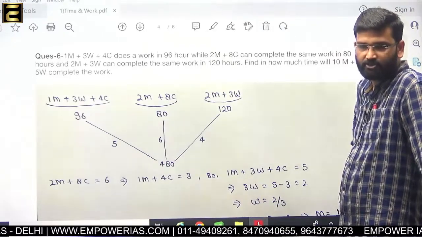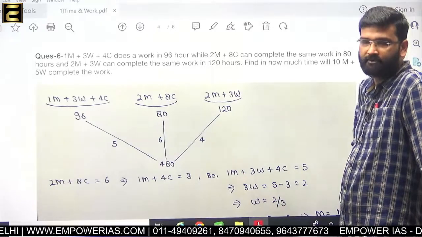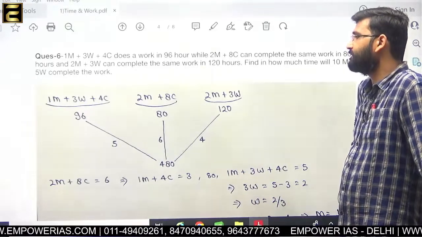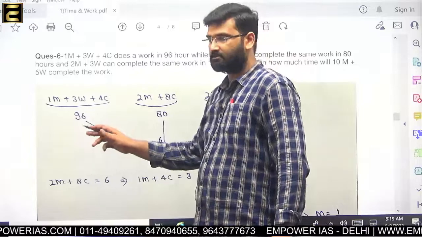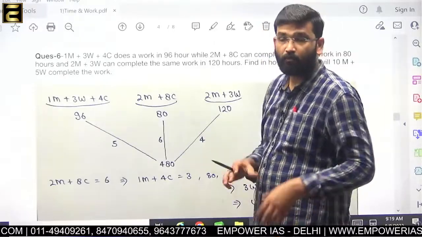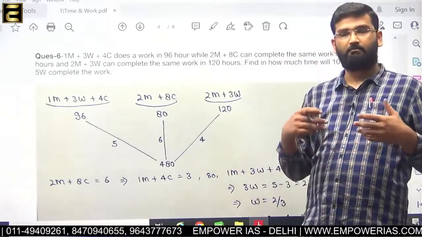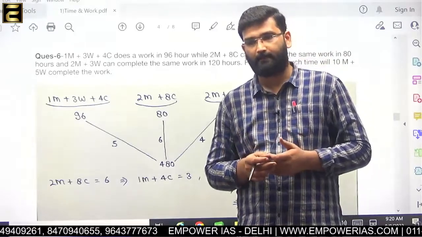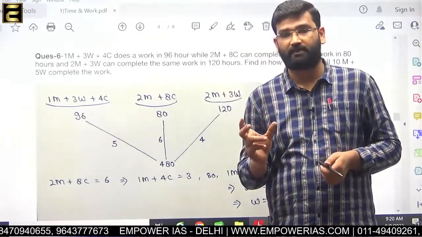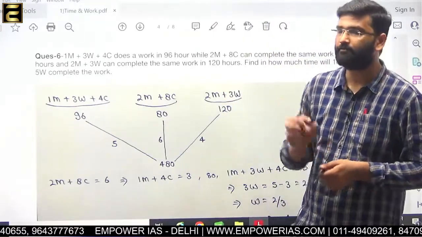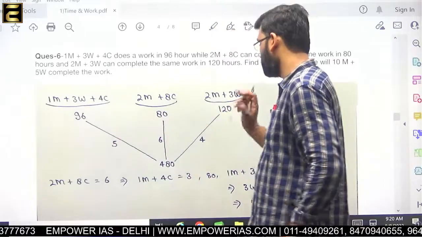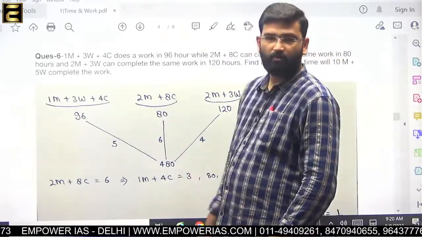Are you comfortable with the question? Whatever the question is saying, I have drawn in this diagram. So it means that 1 man plus 3 women plus 4 children can complete the given work in 96 hours, 2 men plus 8 children in 80 hours, and 2 men plus 3 women in 120 hours. So what work are they doing? Is it mandatory to know the nature of the work? No. We are interested only in the quantitative value of the work. And how are we going to calculate that quantitative value? We are going to take the LCM. So here we have to take the LCM of 96, 80 and 120. Okay? LCM will come 480.